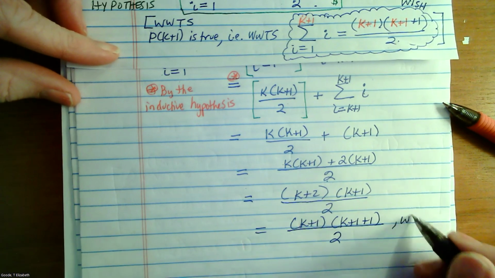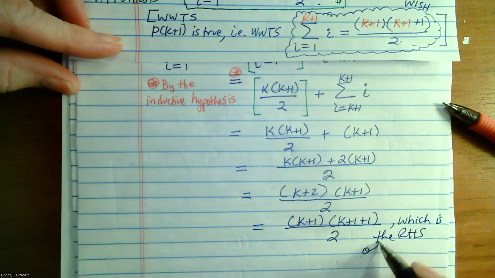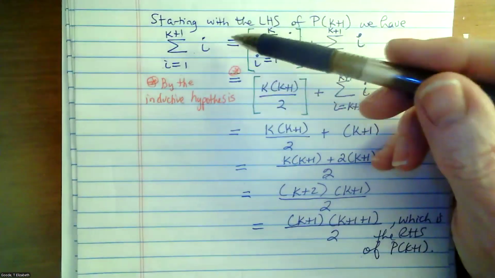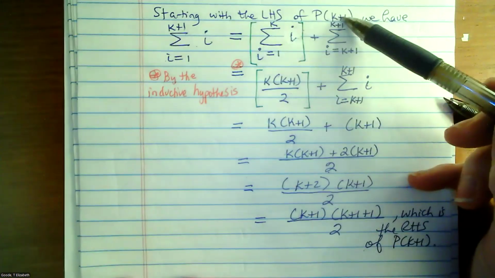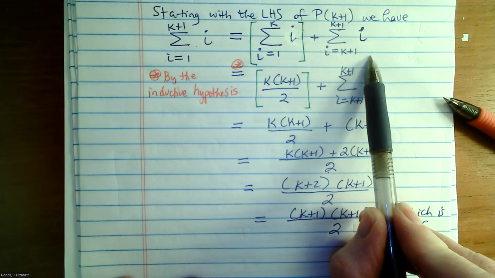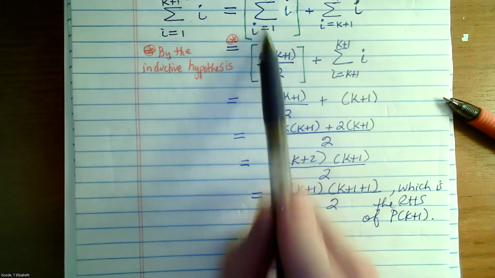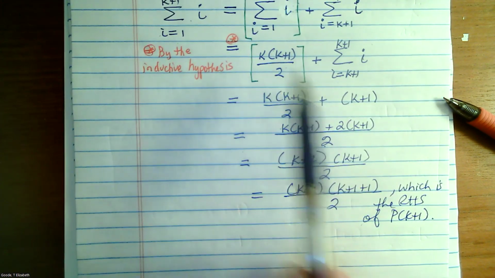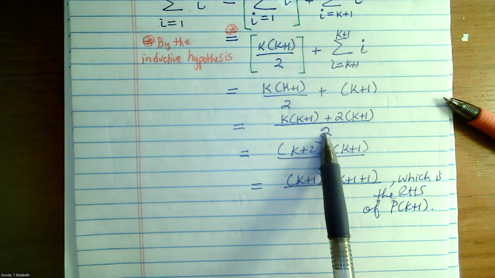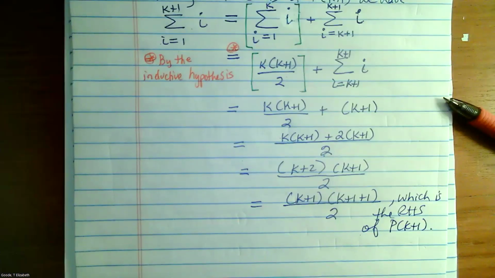And this, my friends, is the right-hand side of P of k plus 1. So remember what we started with? We started with the left-hand side of P of k plus 1. It looked like that. We did the break off the last term of the sum trick. We used the inductive hypothesis, what we assumed P of k was true, and made this substitution. We did a little algebra, evaluated this broken off term, did a little more algebra, all knowing that this was what we were shooting for, keeping our eye on the prize the whole time.